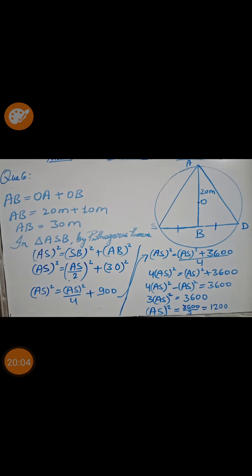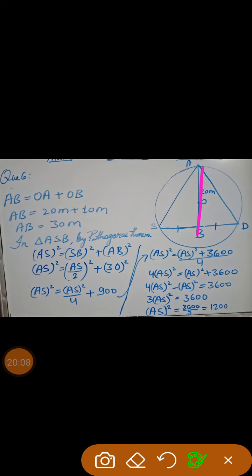Now we are finding AB. The length of AB will be equal to OA plus OB. OA is given because it is the radius of the circle, and OB we have already got just before, it is 10 meter. So 20 plus 10 is 30. So we have got that AB is 30 meter.